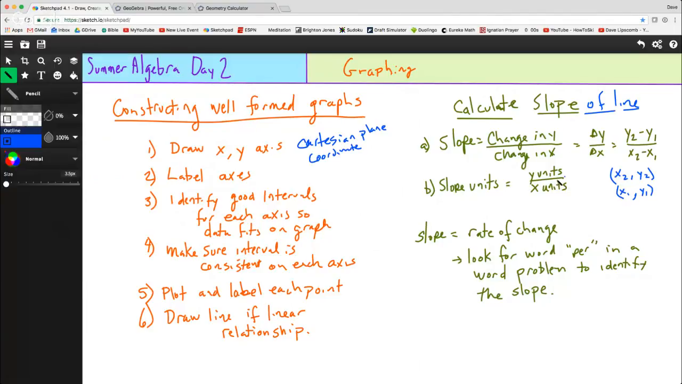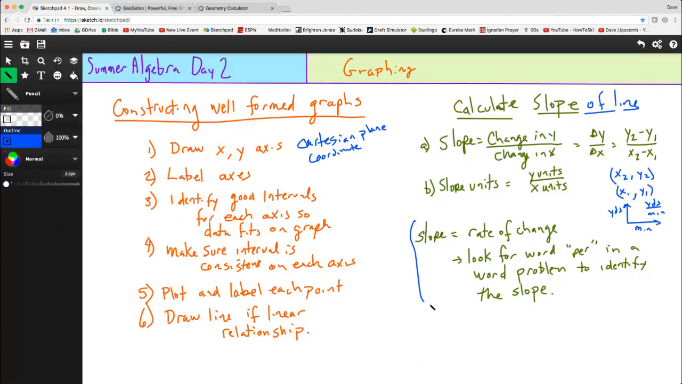The units of our slope are going to be our y units over our x units. So let's just say we have a graph here and we have minutes on our x-axis, and on our y-axis we have yards, then the units of our slope after we calculate the number is going to be our y units over our x units. We'll get to all of this when we come back to this on our document camera.